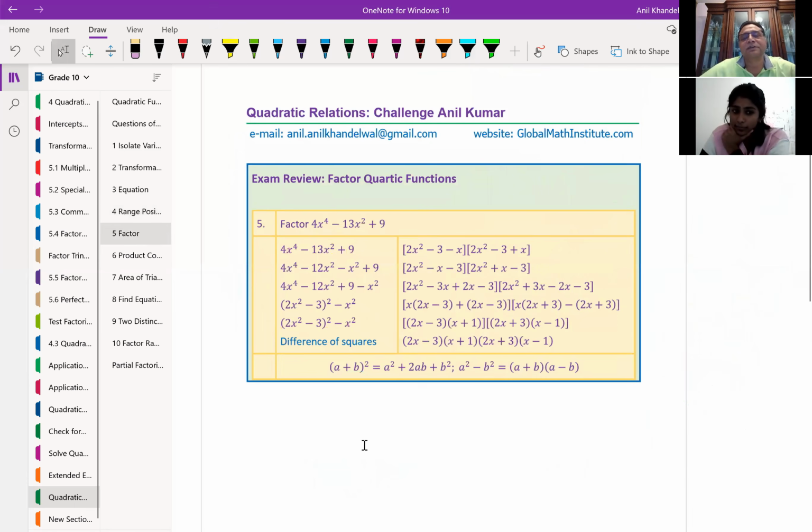Next question here is one of the very difficult questions to factor. So we need to factor 4x to the power of 4 minus 13x squared plus 9. Can you tell me how will you factor this?